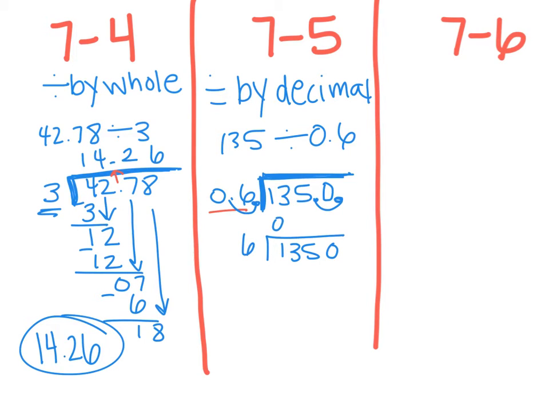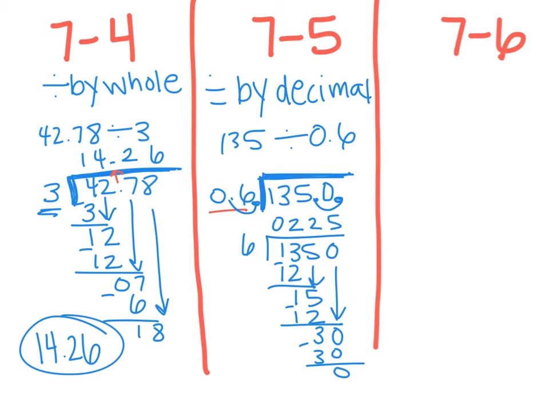6 can't go into 1, but it goes into 13 twice. With 1 left over, I'll bring down my 5. 6 goes into 15 twice. Again, that's 12, so I have 3 left. And 6 goes into 30 exactly 5 times. So my answer is 225. I don't need to change anything about that answer.